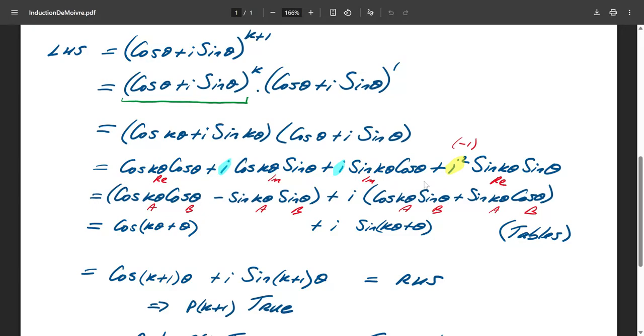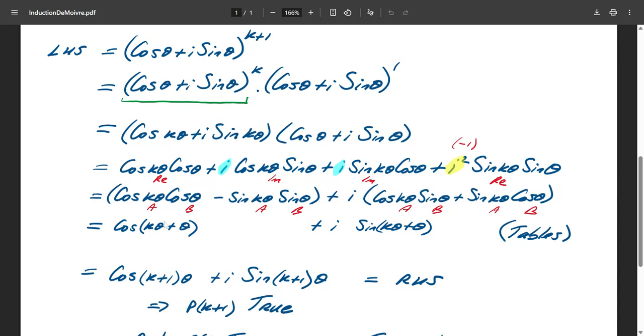So bring these two pieces together, that's now a minus, so it's a minus there. And bring the two i's together. Now i is common to both terms, so take i outside the bracket, and you get cos k theta sine theta plus sine k theta cos theta. Okay, now we've got our real part here and our imaginary part over here.